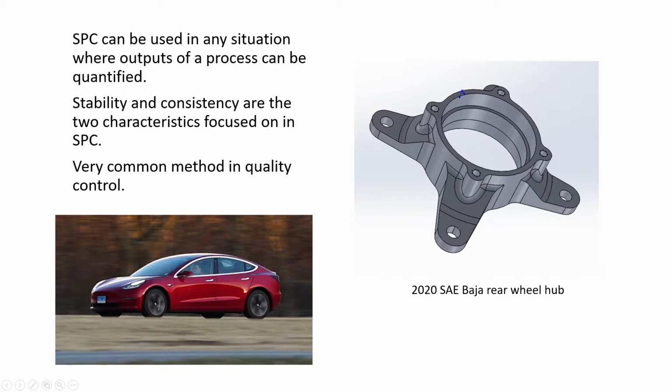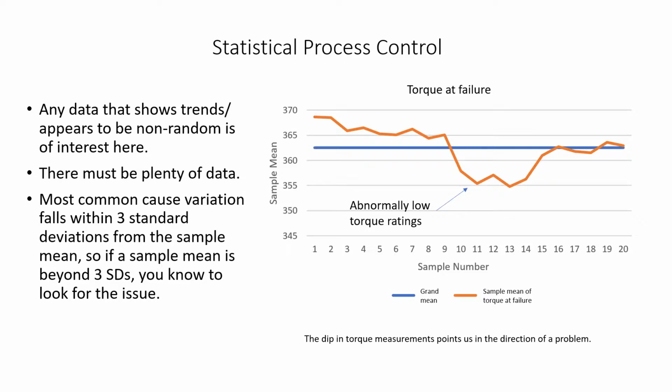SPC can be used in any situation where outputs of a process can be quantified. In SPC, the two major characteristics we strive to improve are stability and consistency. Kind of like how nobody wants the transmission to fall out of their car, proper use of SPC will help with that. When data is collected, control limits and specification limits are applied.